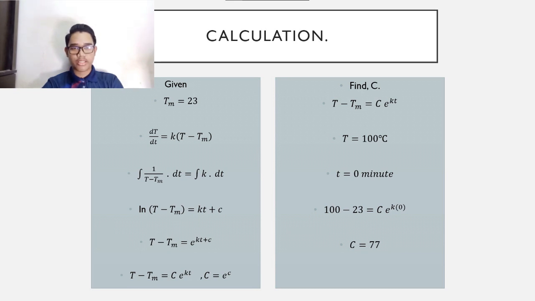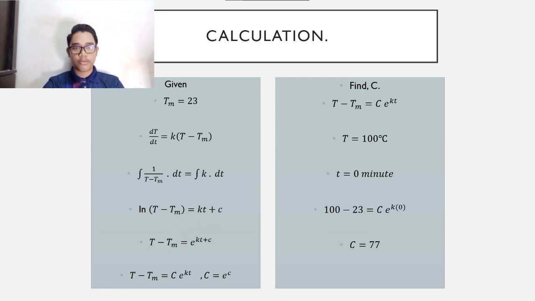Next, we need to change the position of the formula, so dt will multiply the k and dT will multiply with T minus Tm. After that, we need to integrate the formula, so it will be ln|T - Tm| = kt + C. And then we add the exponent to both sides, and it will get T - Tm = Ce^(kt), where C equals e^C. After getting the equation, we will find the value of C and k first.